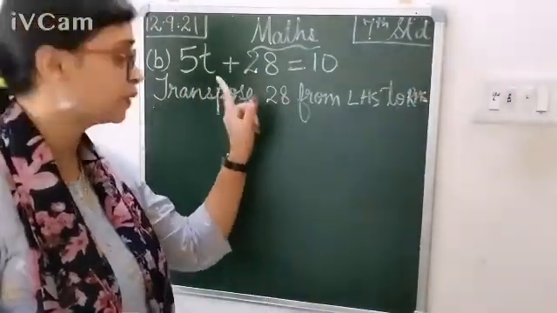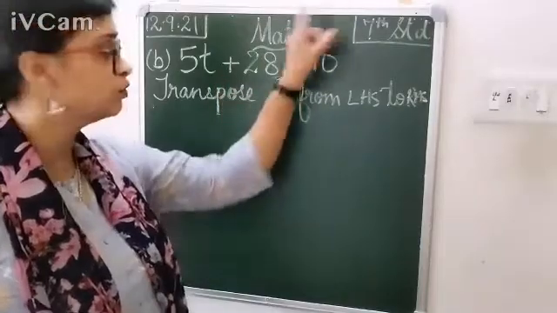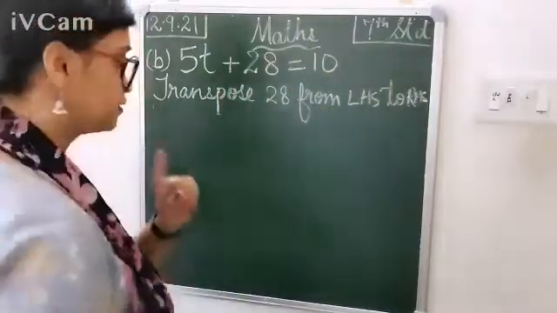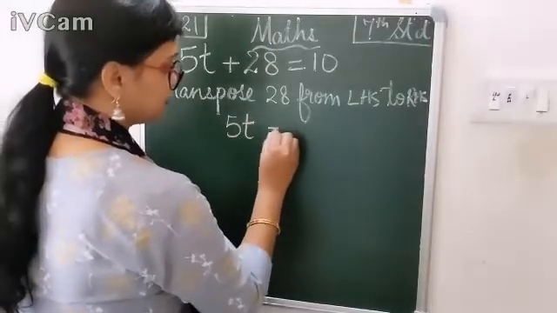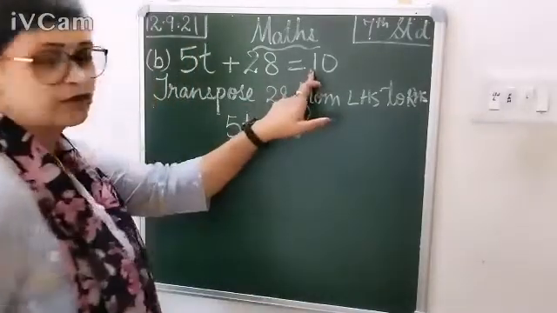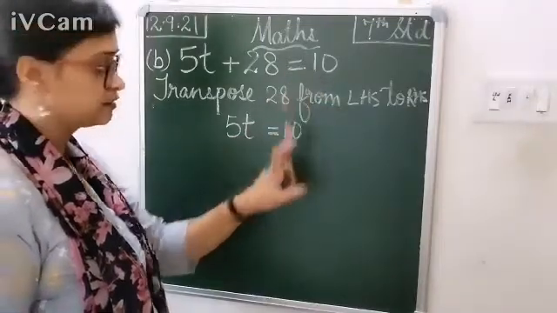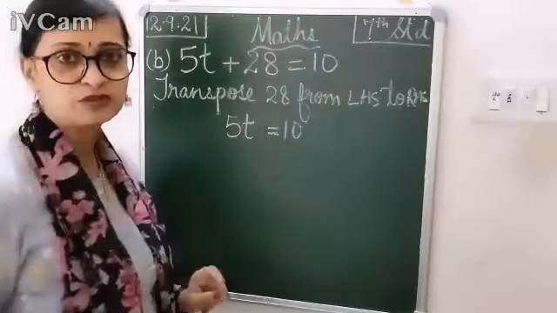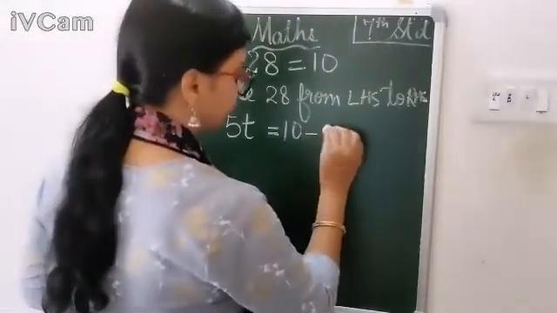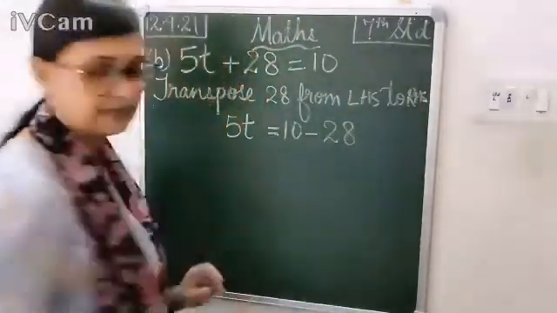That is, you're going to shift 28 from left hand side to right hand side. So what will it become? You will write 5t is equal to, first you have to write down whatever number is there on the right hand side. So 10 will come the same way. When plus 28 shifts to the right hand side, it will become minus 28.